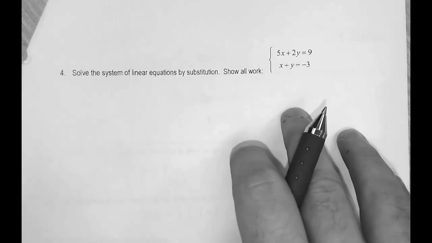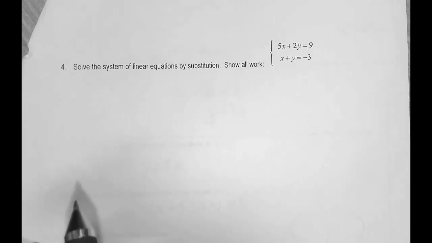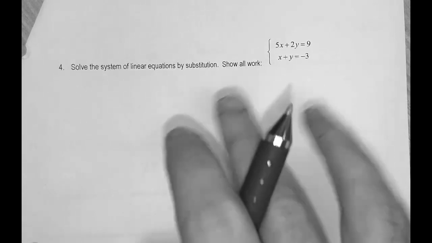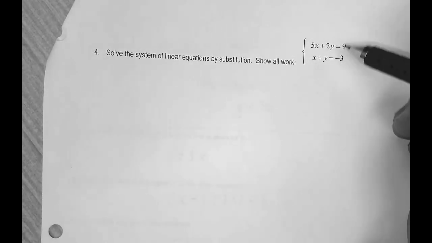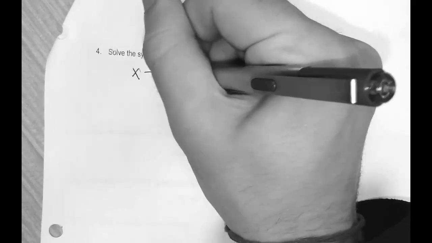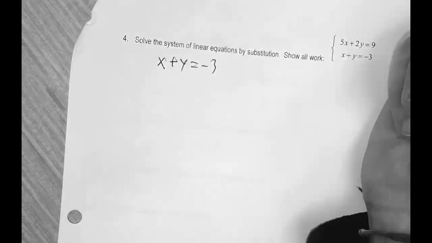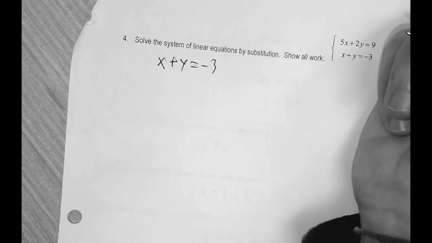Looking at this, the variable is not alone, right? The variable is not alone, and that's our first step. If you remember from the warm-up, we need to get one of these variables alone. So looking at it, definitely the second equation here is going to be easiest to get a variable alone. Let me write it out. And I can choose either x or y. It doesn't matter. You can choose either one. I'm going to go ahead and make it my x.